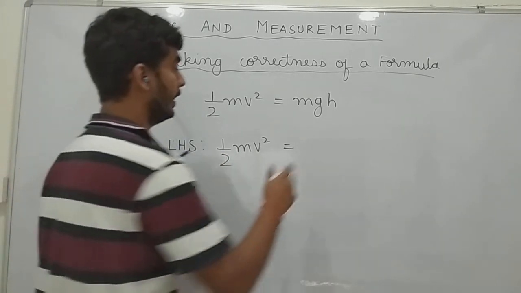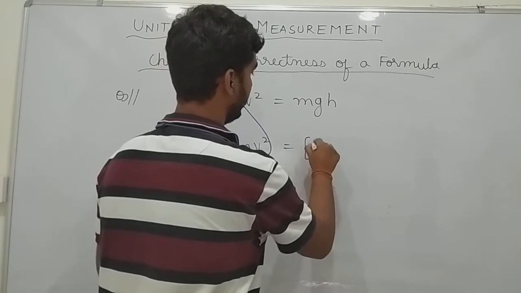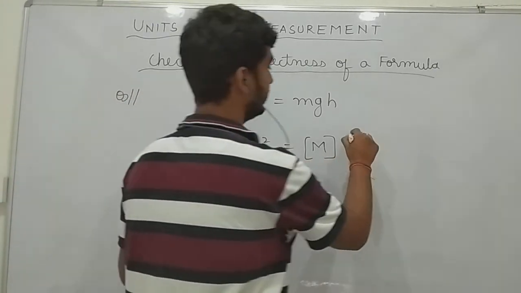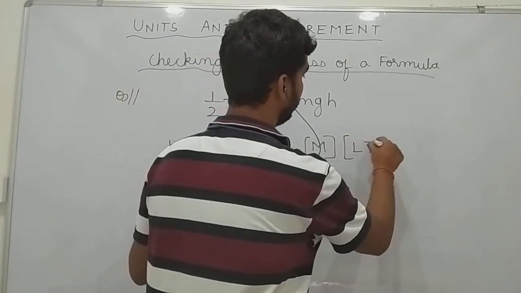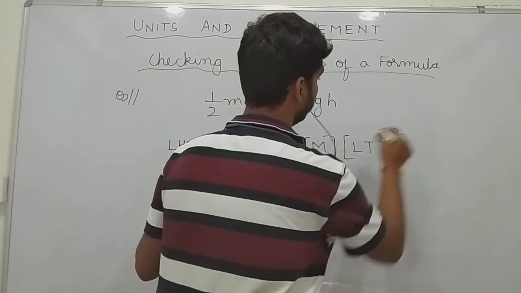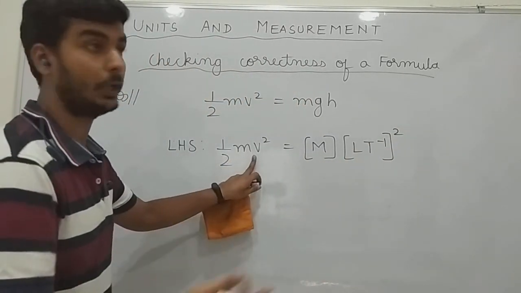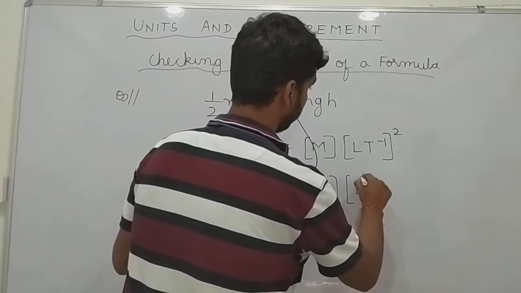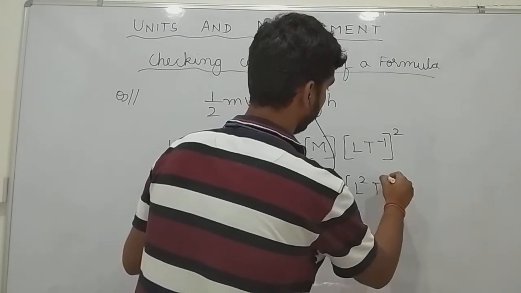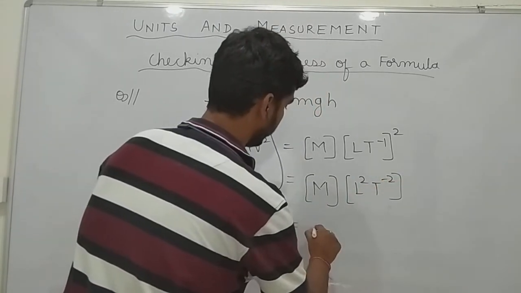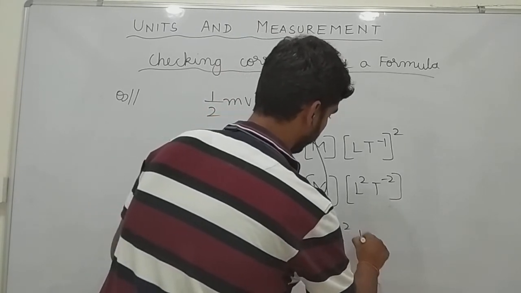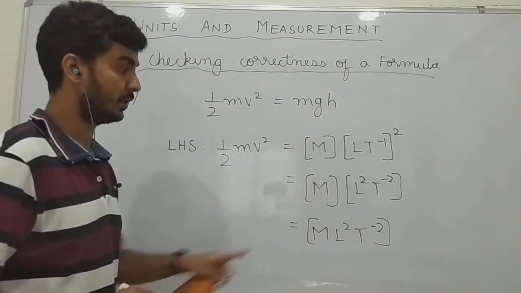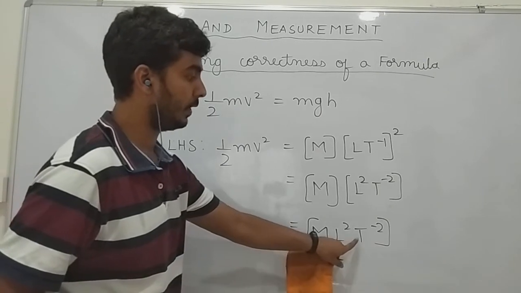What is the dimension for mass m? The dimension for mass will be M, and v square, that is velocity square. The dimension of velocity is LT minus 1, but we have to take it square because here there is square of velocity. So we will get M L square T minus 2. On writing everything together, you will get M L square T minus 2. So this is the dimension of LHS. The dimension of LHS is M L square T minus 2.